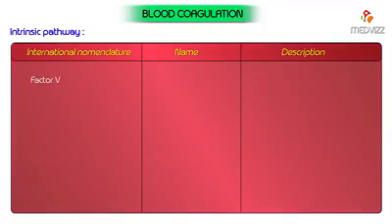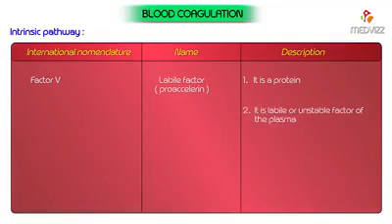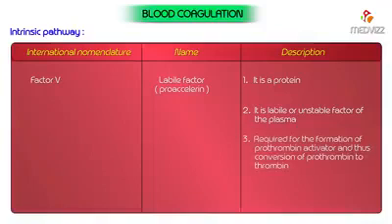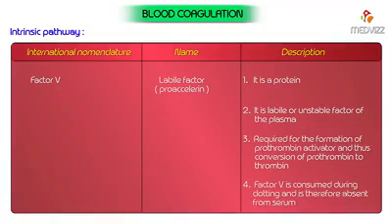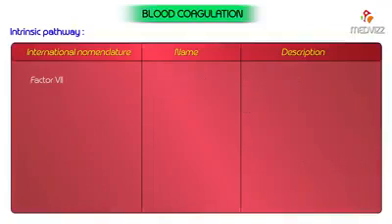Factor 5. Labile factor, also known as proaccelerin. It is a protein as the name indicates. It is labile or unstable factor of the plasma. It is required for the formation of prothrombin activator and thus conversion of prothrombin to thrombin in both extrinsic as well as intrinsic mechanisms of blood coagulation. Factor 5 is consumed during clotting and is therefore absent from the serum. Factor 7. Stable factor, also known as autoprothrombin 1 or proconvertin.